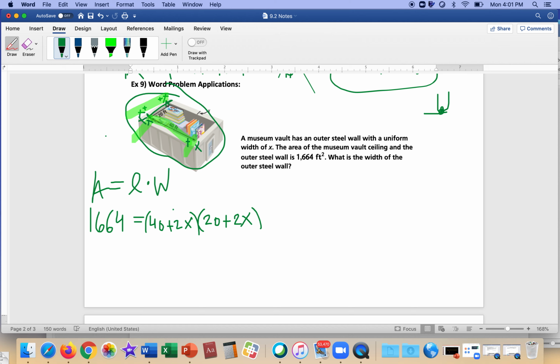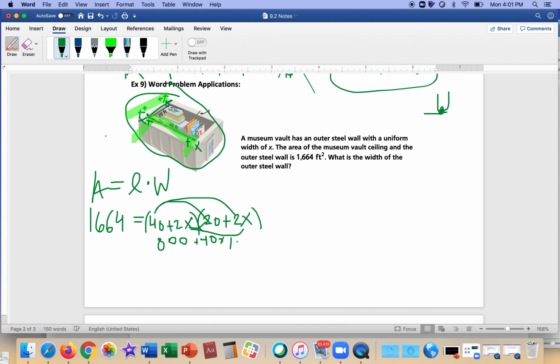Okay, so then we can start to FOIL. And when we do that, we will distribute, right? 40 times 20, 40 times 2x. So we get 800 plus 40x. Then we do 2x times 20 and 2x times 2x.